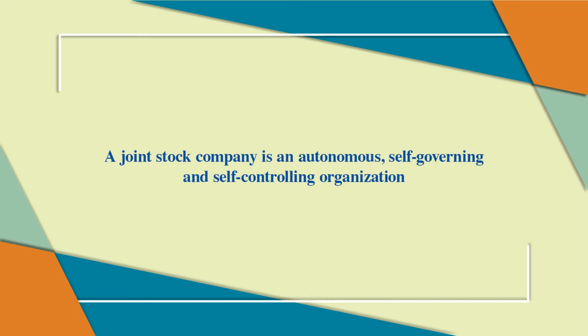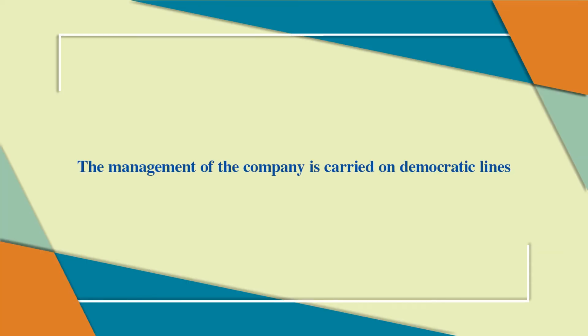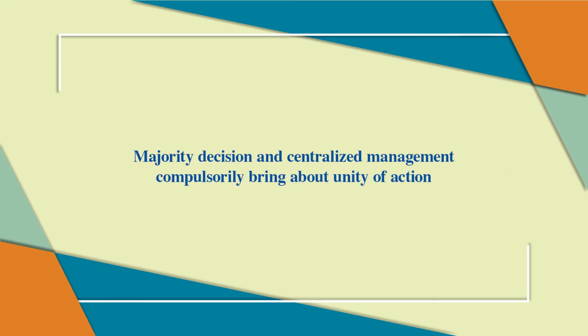The next advantage of forming a company is delegated management. A joint stock company is an autonomous, self-governing and self-controlling organization. Since it has a large number of members, all of them cannot take part in the management of the affairs of the company. The actual control and management is therefore delegated by the shareholders to their elected representatives known as directors. They look after the day-to-day working of the company. Moreover, since shareholders by majority of the votes decide the general policy of the company, the management of the company is carried on democratic lines. Majority decision and centralized management compulsorily bring about unity of action.